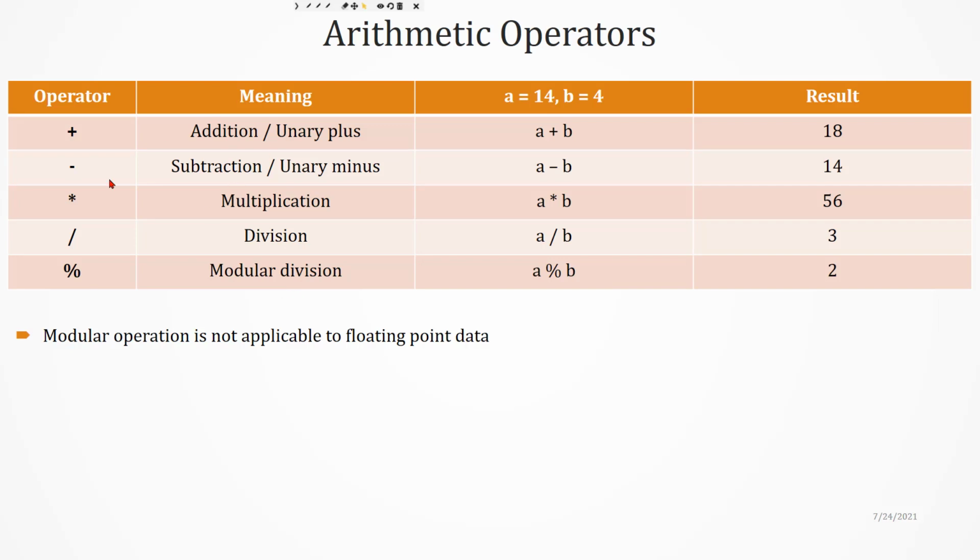Unary minus we have already discussed in the previous slide. It is something like y equal to minus x, or unary plus means you can say y equal to plus x, but it is actually of no use because it is the same as y equal to x.